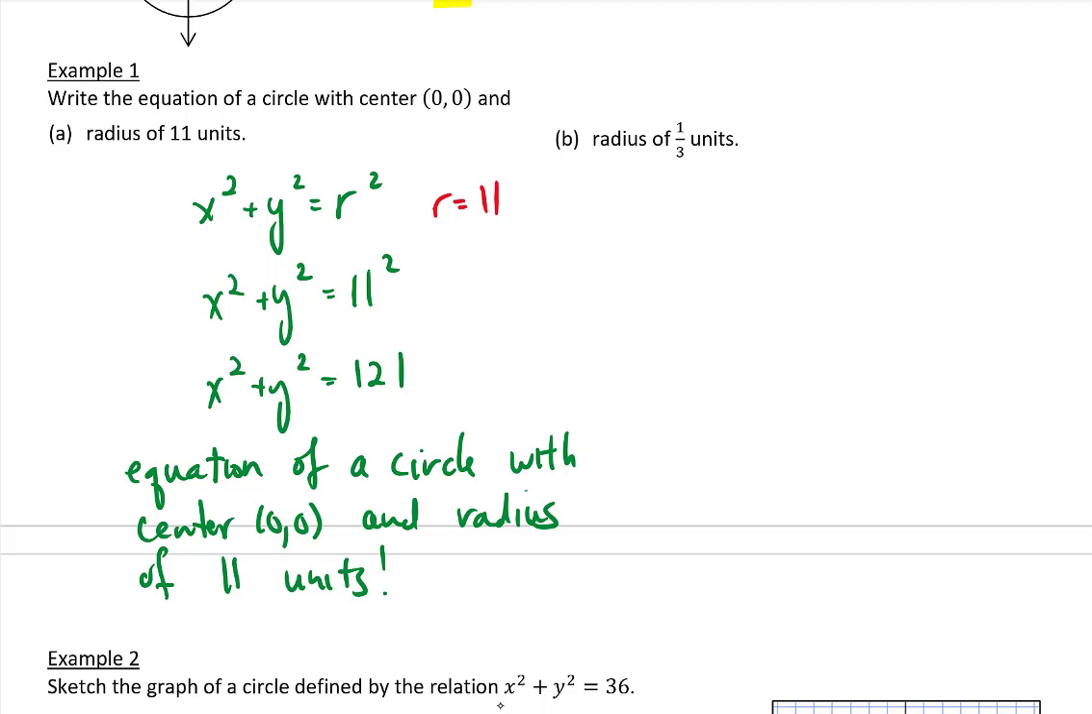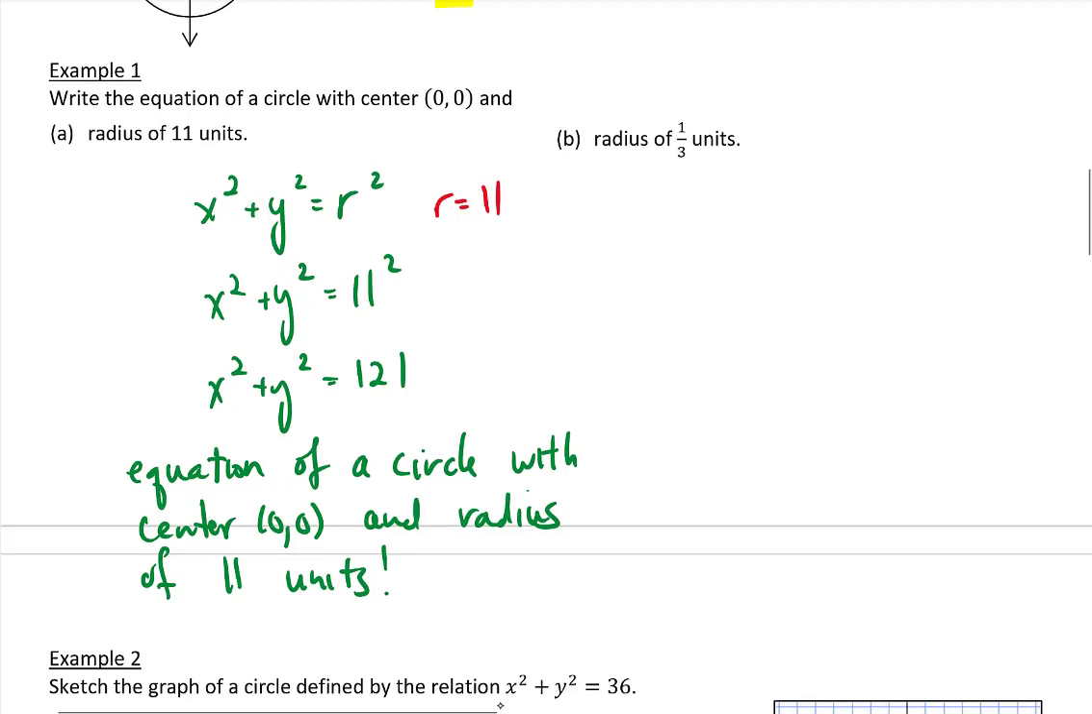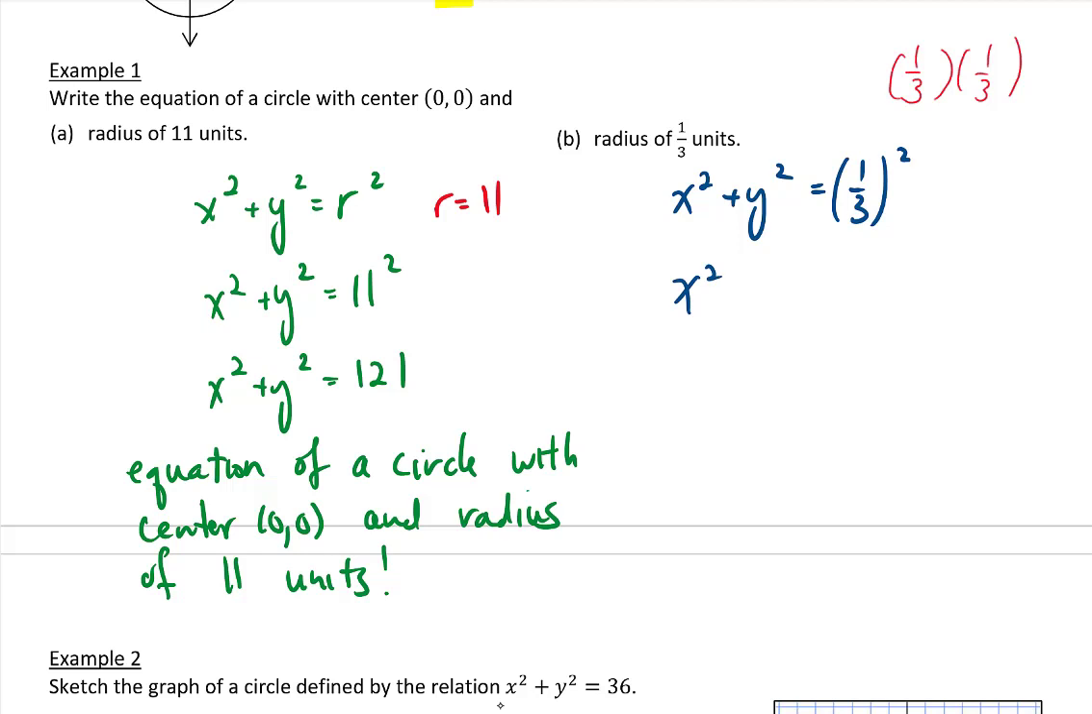For part B, let's find the equation of a circle with center 0, 0 and radius of 1/3 units. So we're going to get x squared plus y squared equals r squared, but we know the radius is 1/3, so we're going to square that. Remember that 1/3 squared is the same as 1/3 times 1/3. So we end up with x squared plus y squared. 1 times 1 is 1, and 3 times 3 is 9. So our equation is x squared plus y squared equals 1/9, which is the equation of a circle with center 0, 0 and a radius of 1/3 units.